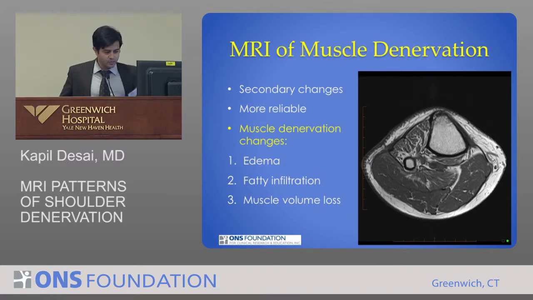Here's another axial T1 weighted image through the leg. We're going to focus on the muscles of the anterior compartment here. All the muscles in the leg look the same, a little bit of fatty infiltration, but these are normal, nice, bulky muscles. This is a patient who has a peroneal nerve problem.